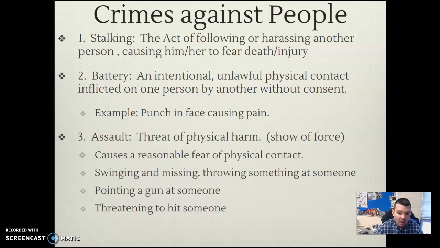That would be assault. Threatening to hit somebody, showing a force. Spitting on somebody, you could be charged with assault for spitting on somebody. So that's the threat, the threat that physical violence is imminent. Again, that's the difference. Battery is the physical, unlawful, intentional contact. Assault would be the threat. It could be like a chest bump, that kind of thing. Could be more like assault. Like I said, a swing and a miss, things of that nature.